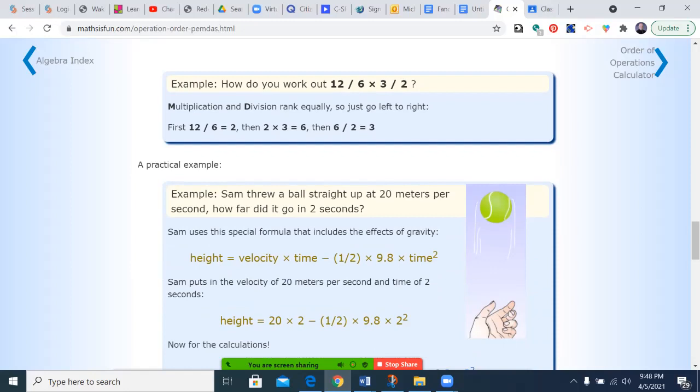How do you work out 12 divided by 6 times 3 divided by 2? And remember, especially when you're using your Google Forms, that this is a symbol for division, just like some of the others. And you'll see that on the Google form for today's assignment as well. So what we do is we go left to right. 12 divided by 6, which is 2, times 3, which is 6, divided by 2, which is 3. So even though it's multiplying and dividing, you needed to just follow it left to right.